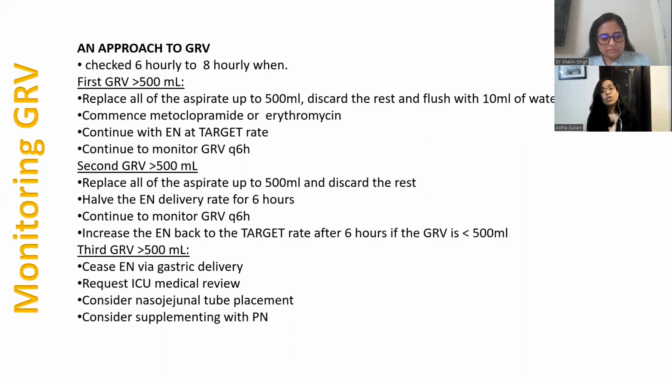If the third reading also comes to be more than 500 ml, then we will have to cease all enteral nutrition via gastric delivery. We will consider nasojejunal tube placement, and we will also at this point of time consider supplementing parenteral nutrition.